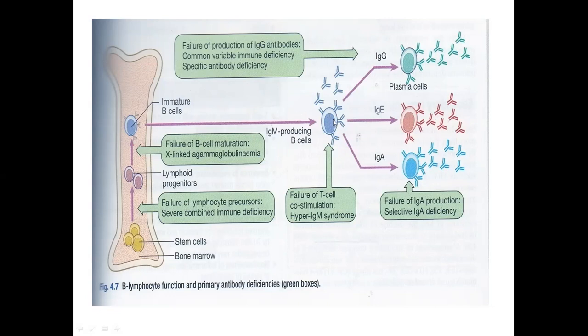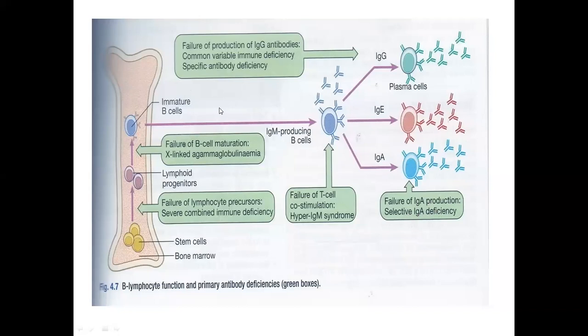You know, once the B cells start to produce antibodies, when they become plasma cells, they start with IgM, and then there will be switching to other immunoglobulin like IgG, IgE, IgA. If there is no switching, there will be IgM production, which is called hyper IgM syndrome. For example, we have another condition, failure to switch to IgA production. So we are going to talk here about selective IgA deficiency.